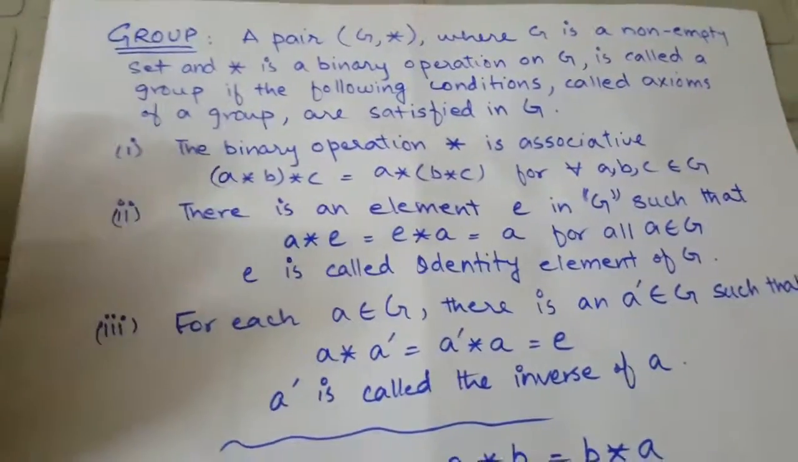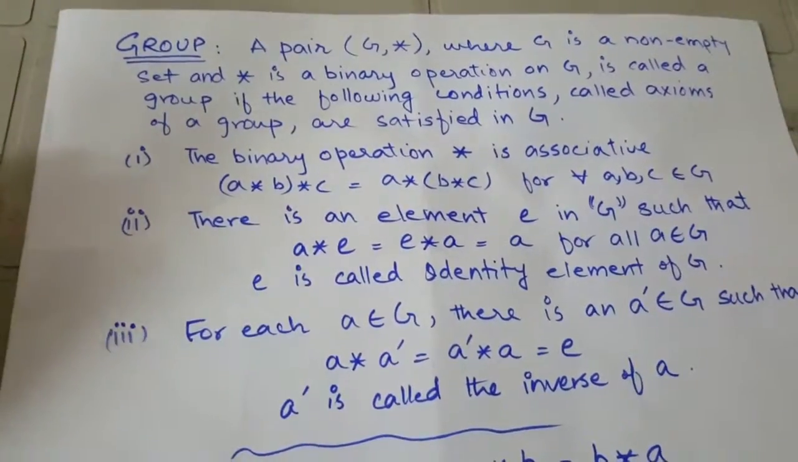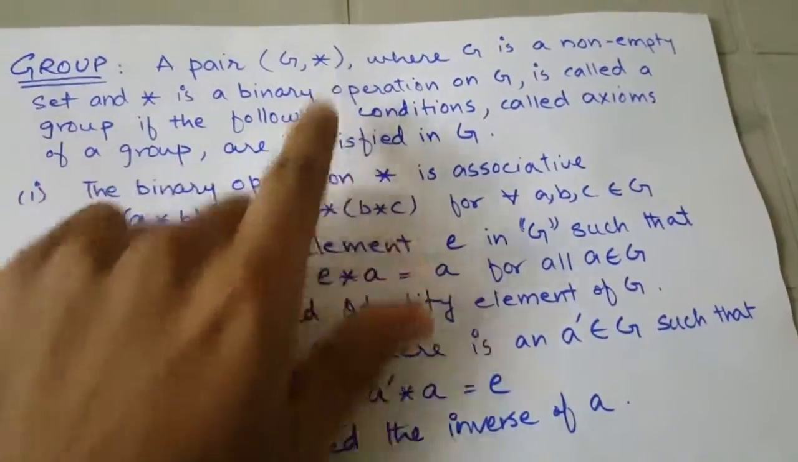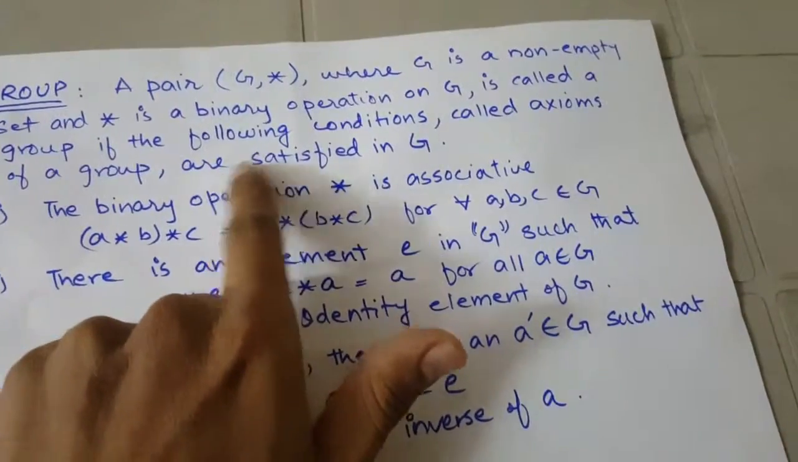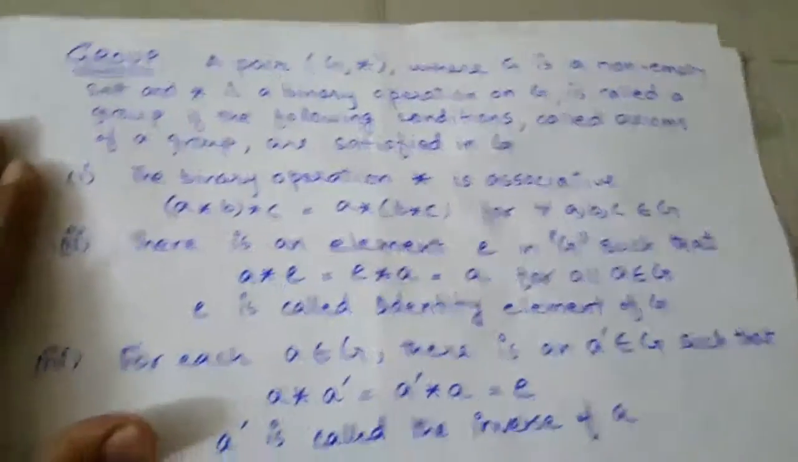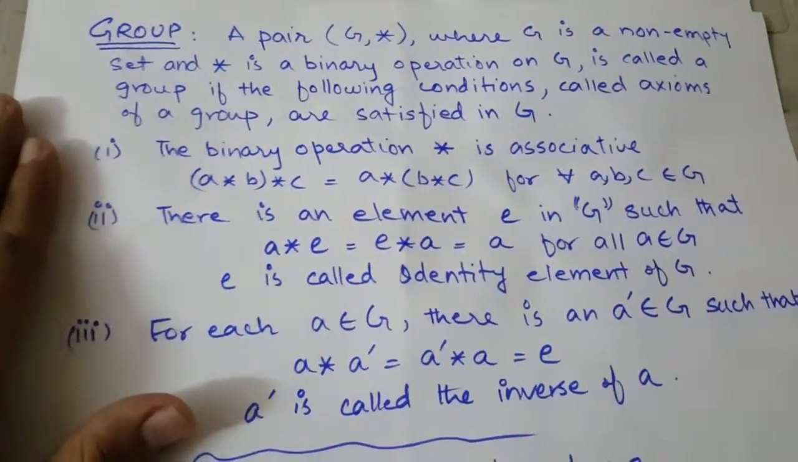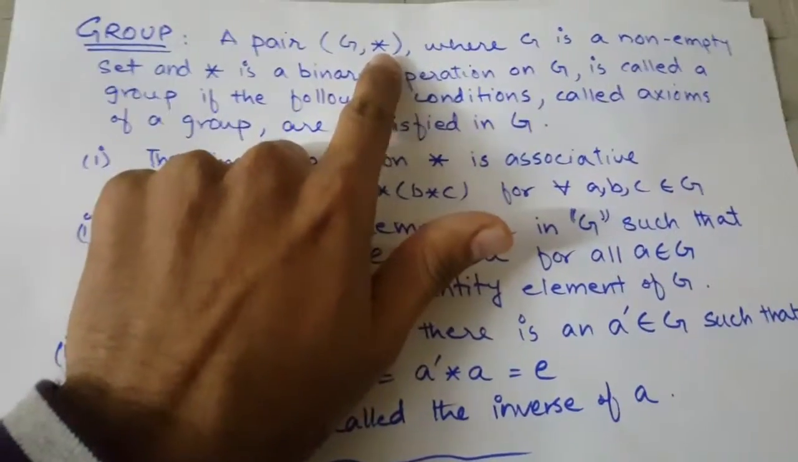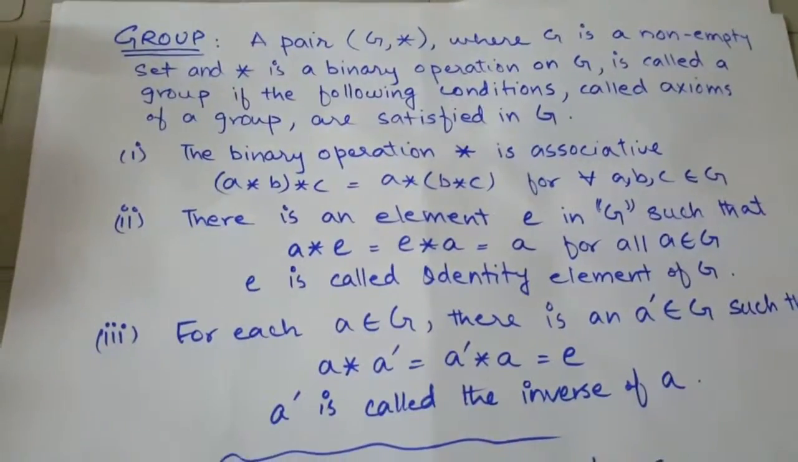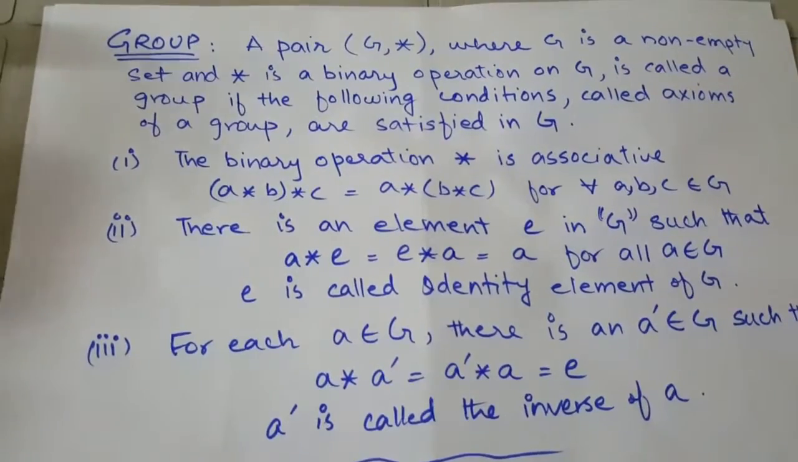To start the axioms, we first have to make sure of two things: what actually * is, and what it means that the axioms are satisfied in G. So we have to make clear these two things. First, start with *. * means operation. It may be addition, it may be multiplication.